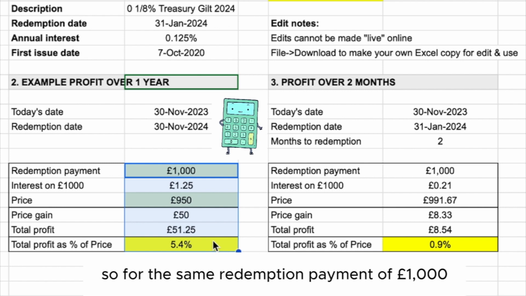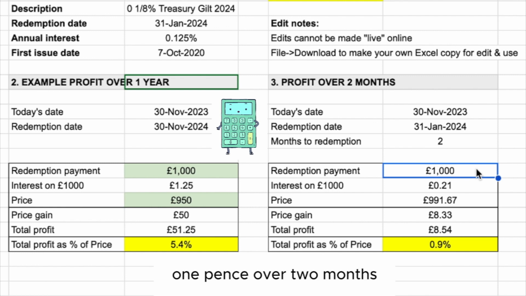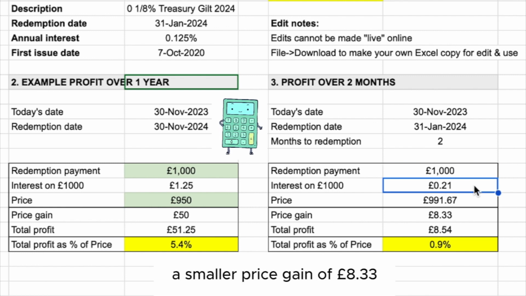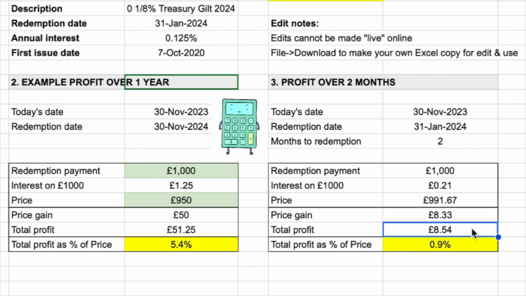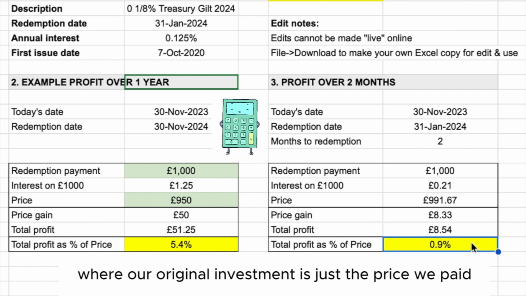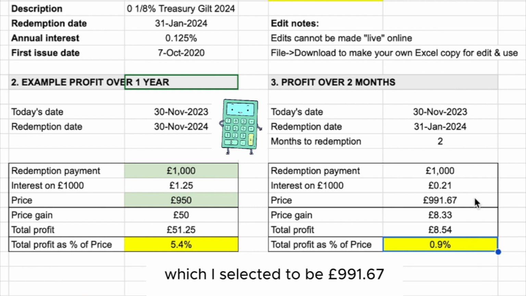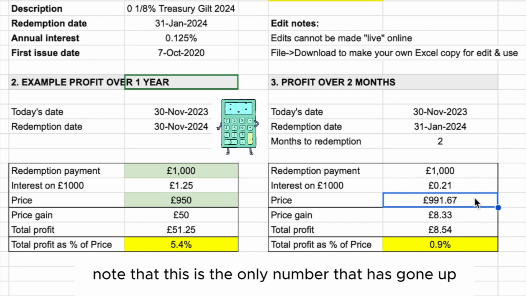So for the same redemption payment of £1,000, we see reduced interest of 21 pence over 2 months, a smaller price gain of £8.33, and reduced total profit of £8.54. The total profit is 0.9% of our original investment, where our original investment is just the price we paid, which I selected to be £991.67. Note that this is the only number that has gone up.